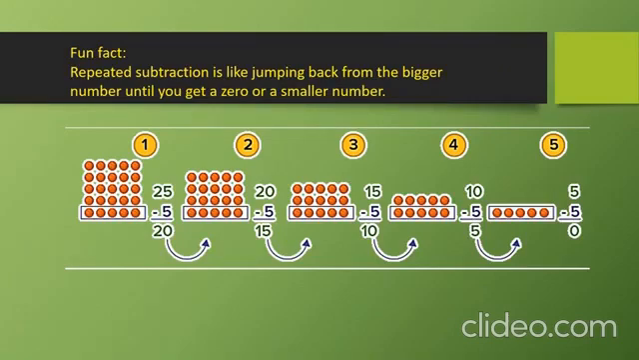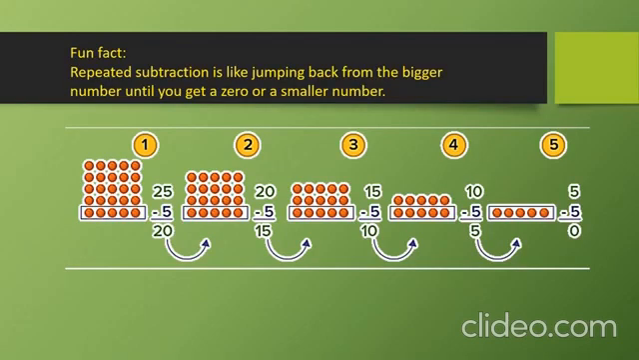25 minus 5 equals 20. Take their difference and subtract 20 minus 5. Then subtract 20 minus 5 will get 15. Then go and subtract 15 minus 5, 10. Continue till you reach 0. 10 minus 5, 5. Continue. 5 minus 5, 0. So here you get a 0.